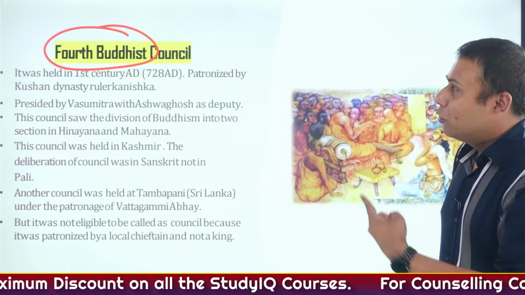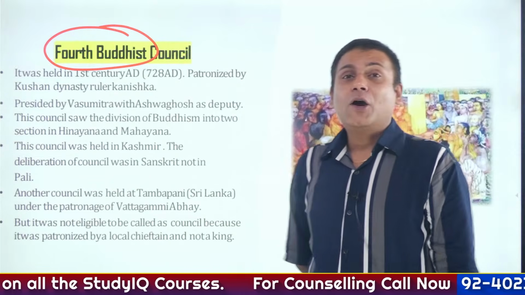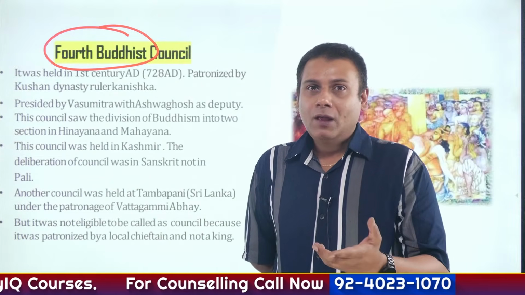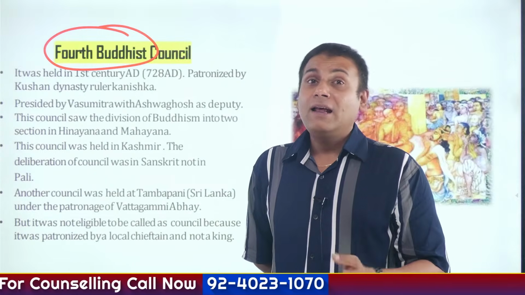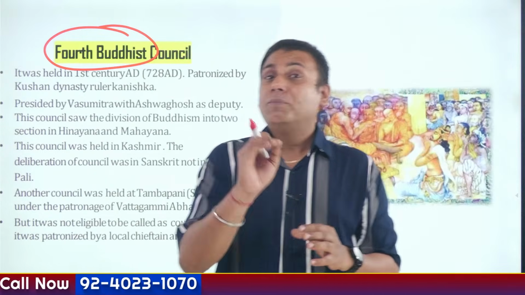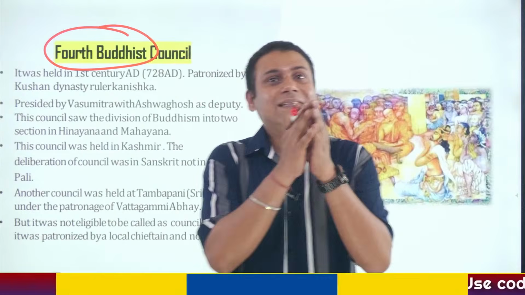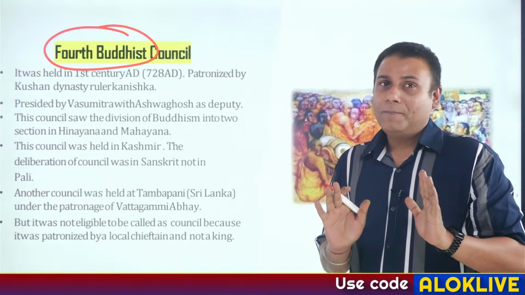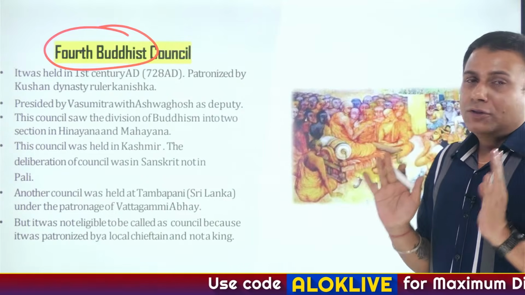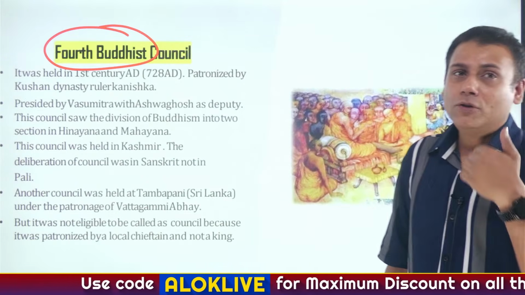Okay. So the fourth Buddhist council was patronized by Kushan dynasty ruler Kanishka. It is the only council to be held in Sanskrit language. And the most important one, this council saw the division of Buddhism into two parts, that is Hinayana and Mahayana. Okay. So these are nothing but the four important Buddhist councils.